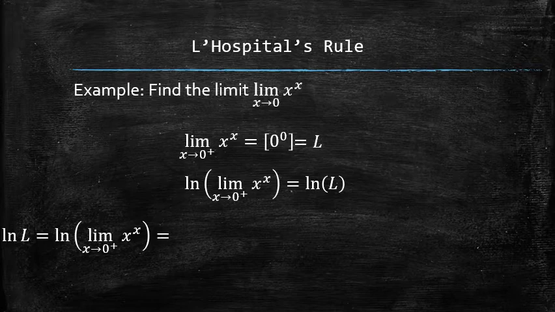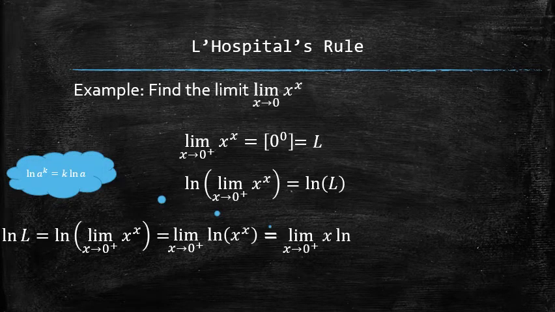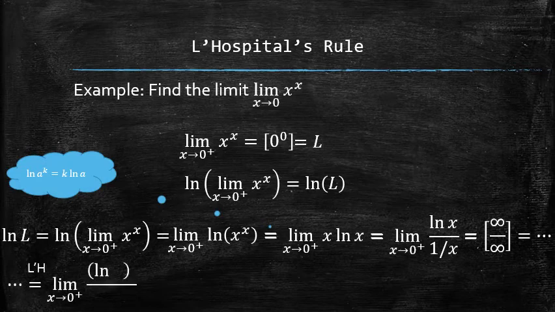Since ln is a continuous function, we can pass it through the limit and then use the property of logarithms to take the exponent out of the logarithm. We rewrite the product as the ratio, and now we have a limit that has the infinity over infinity indeterminate form to which the L'Hopital's rule applies.